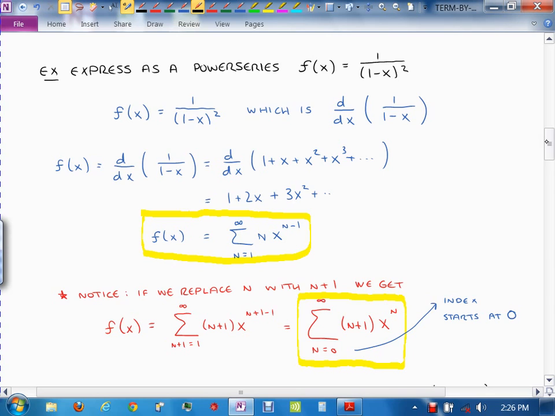Okay. Also, I could change the index on this. If I wanted it to not be x to the n minus 1, if I wanted it to be x to the n instead, I could change the index by replacing n with n plus 1 on this. If I replace n with n plus 1, I do the work, and it becomes this one right there. Is that okay? Let's go back to the problem.